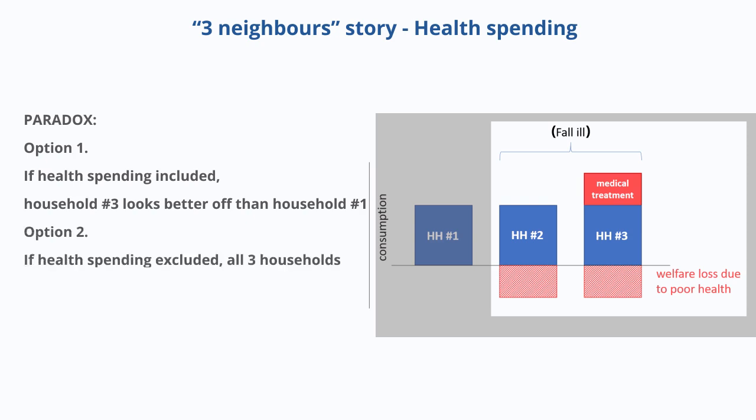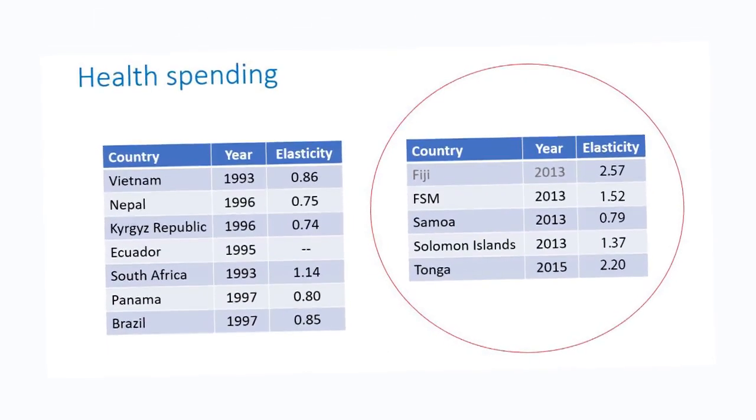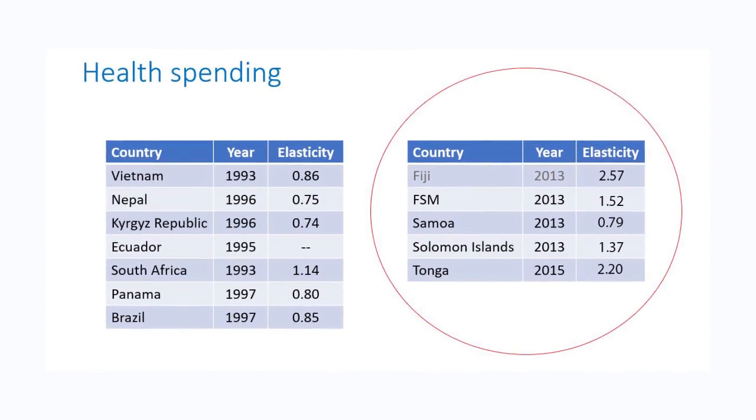But if health spending is excluded, all 3 households look the same, even though household 3 received treatment and household 2 did not, and household 1 did not fall ill at all. As I mentioned, the decision to include is based on elasticities. Generally, at the original time that the paper was done, health elasticities were quite low, below 1. Here are the elasticities for a selected group of countries in the Pacific. As you can see, with the exception of the Solomon Islands, health elasticities are generally high, over 1 and in most cases over 2.